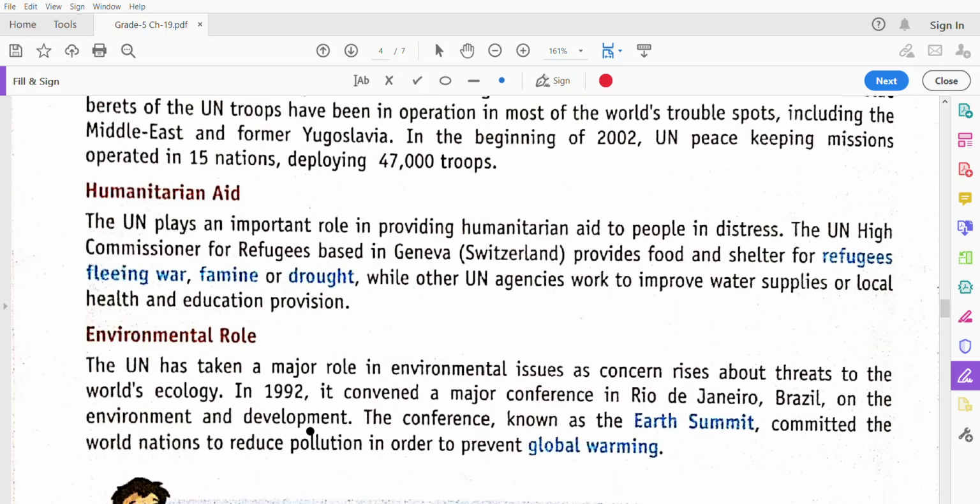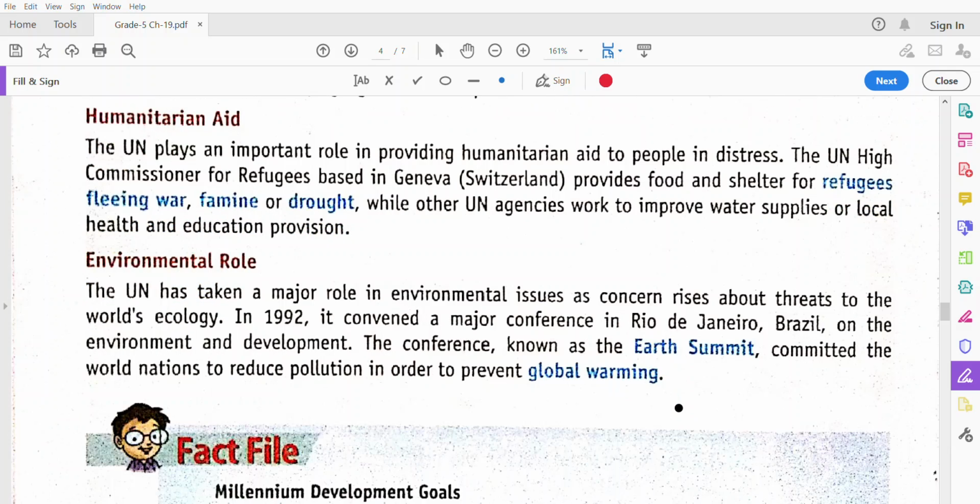Then the environmental role. It also plays a major role in environmental issues like pollution, etc. And in 1992, it convened a major conference in Rio de Janeiro in Brazil on environment and development. The conference, known as the Earth Summit, committed world nations to reduce pollution in order to prevent global warming. This is all about the chapter.